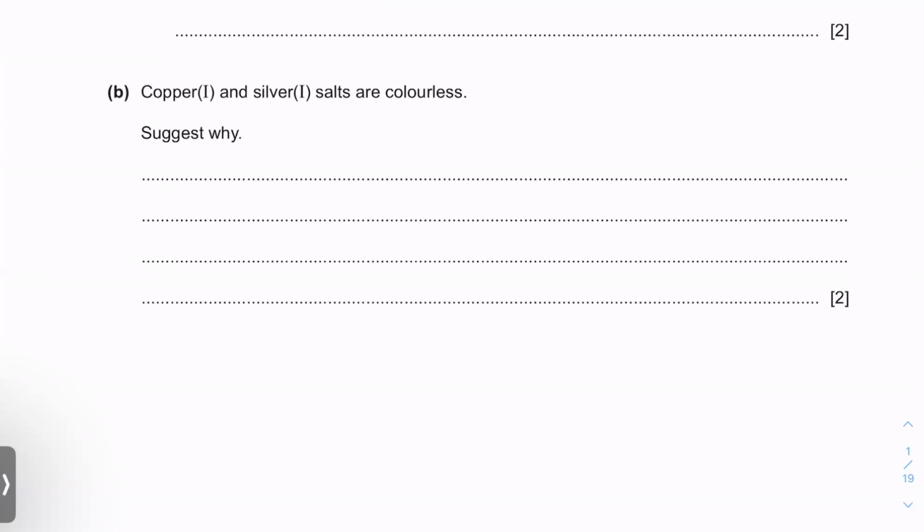Copper 1 and silver 1 salts are colorless. Explain why. Again, copper 1 and silver 1. Even if you don't know silver 1, about copper 1 you know that copper 1 is 3d10, because copper is 3d10 4s1. So copper 1 has lost the 4s1, so it's 3d10. So that means that the d subshell is complete.